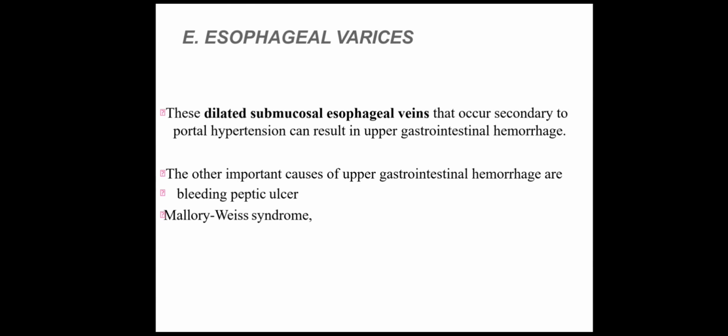Coming to esophageal varices, these are dilated submucosal esophageal veins. They occur secondary to portal hypertension and can result in upper gastrointestinal hemorrhage. The other important causes of upper gastrointestinal hemorrhage are bleeding peptic ulcer and Mallory-Weiss syndrome.